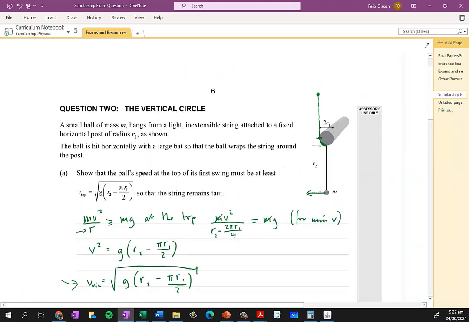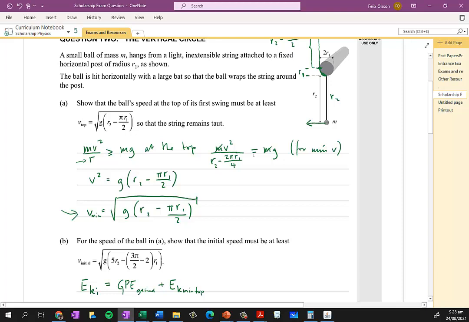Well, the total height that we've gained is r2. It's not quite 2r2. This length here, that's r2 minus pi r1 over 2. And then the last little bit that we've gained is this little bit here, which is just r1. Right, so the total height that it's gained is r2 plus r1 plus this shortened version of r2.